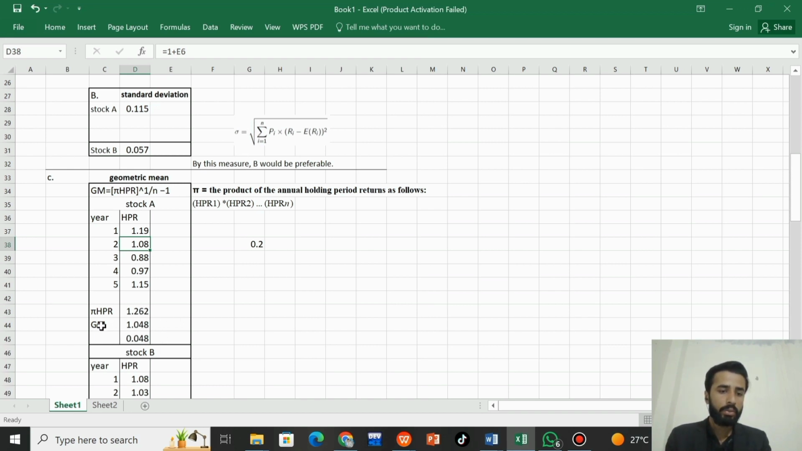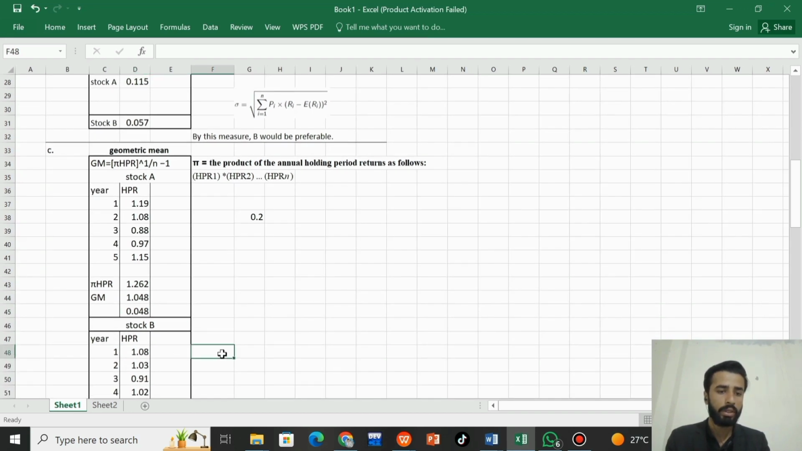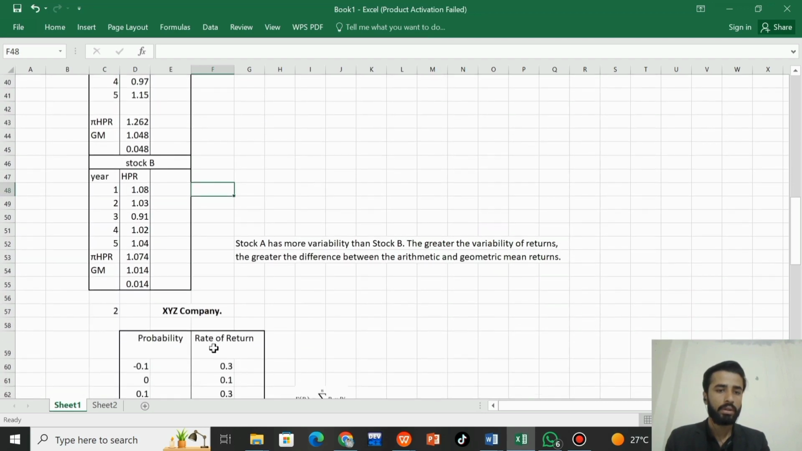To calculate geometric mean return, I put simply this formula, 1 upon n. For getting 1 upon n, I used 1 upon 5, which means years. The answer is 0.2. In this way I got this answer, and then I subtracted 1, so I got the geometric mean return. In this way, for stock B I got 0.014.